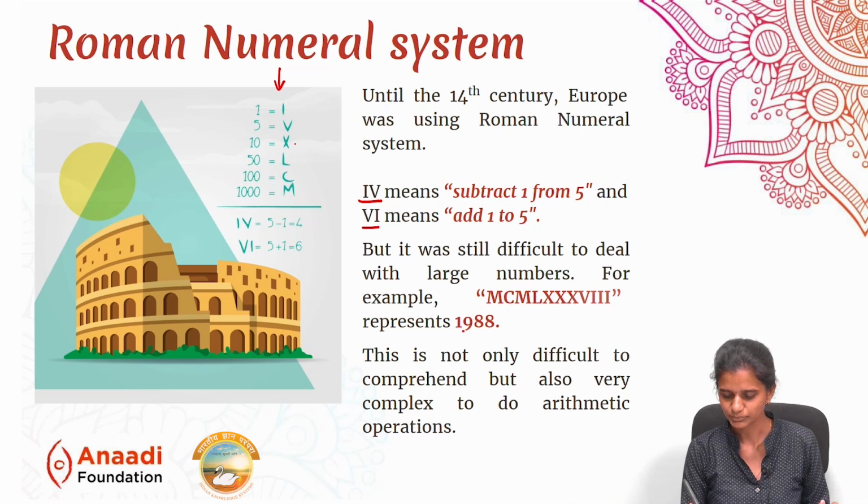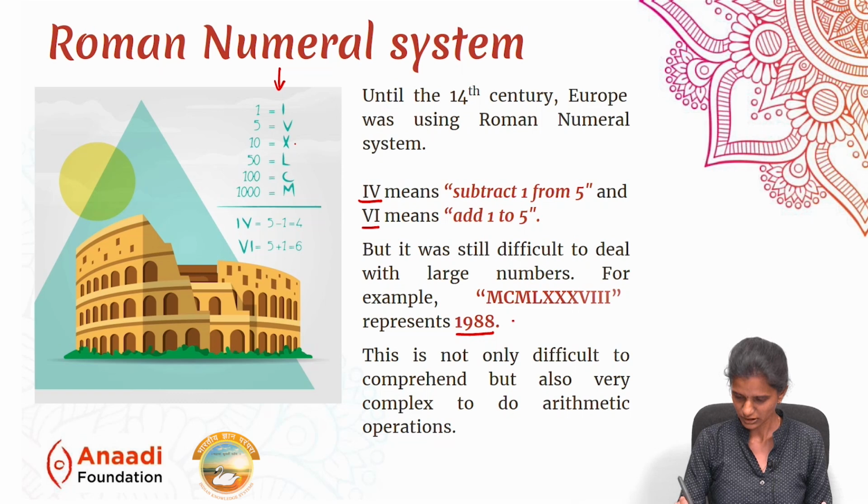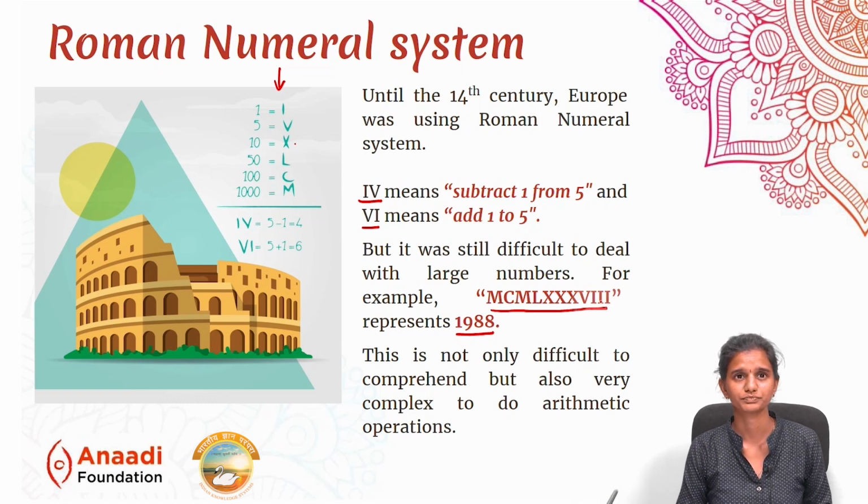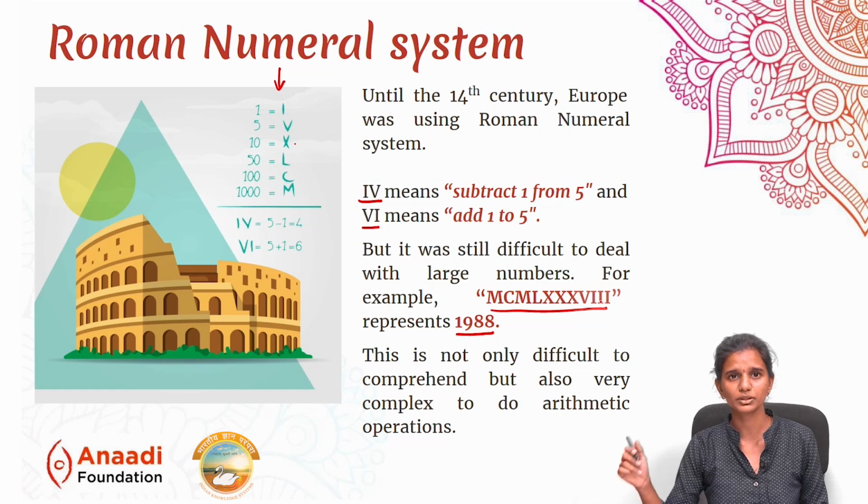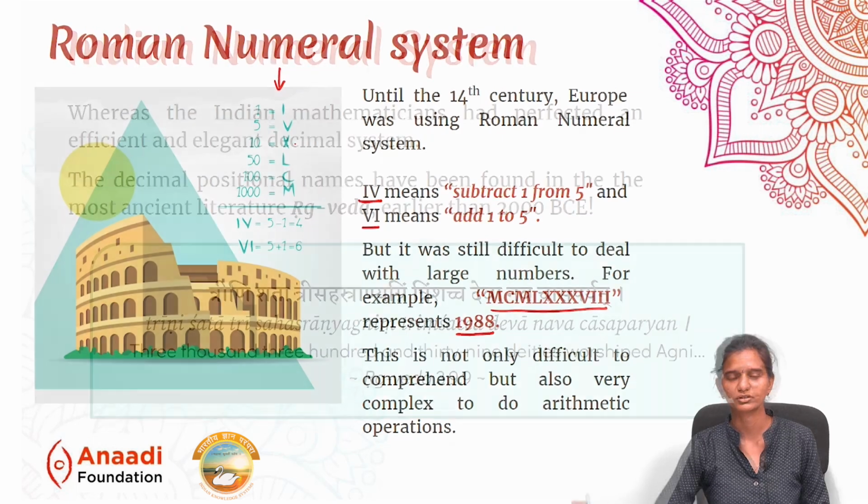See, here 1988 is written in this big fashion. Imagine doing multiplication and division with these numbers. Very tough, right? They had to do repeated addition and subtraction to do multiplication and division. It's very complex and challenging.